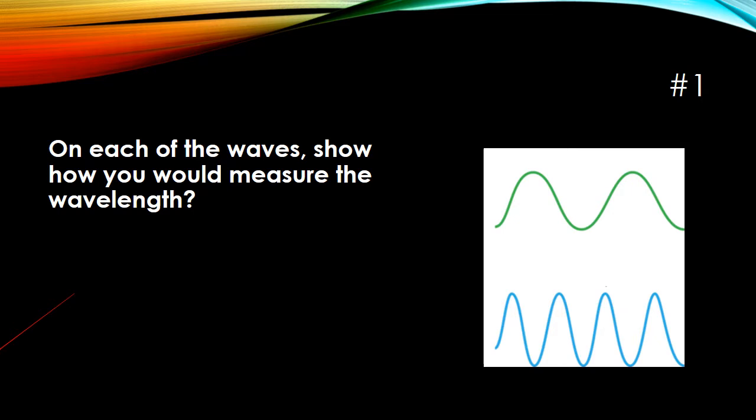But to measure the different wavelengths of these two waves, I would mark a dot at the crest, mark a dot at the next crest, and draw a line between those two and mark it with a wavelength symbol. And I would do the same over here and mark it with a wavelength. Or you could do trough to trough and mark it with a wavelength.